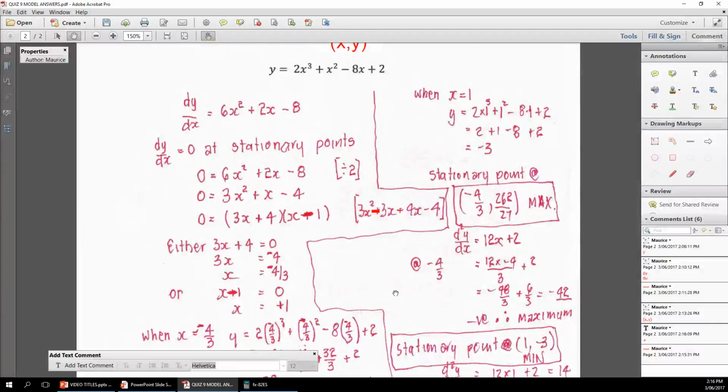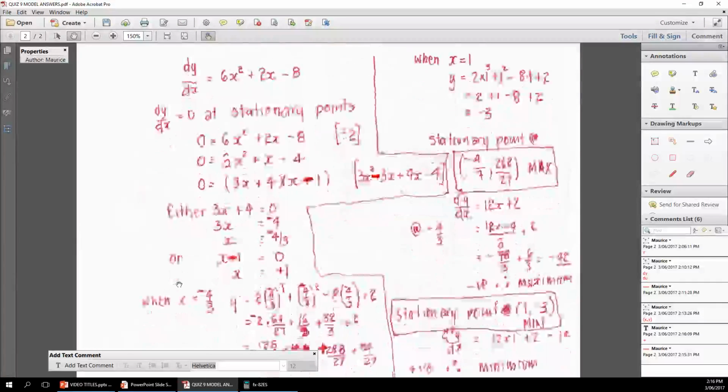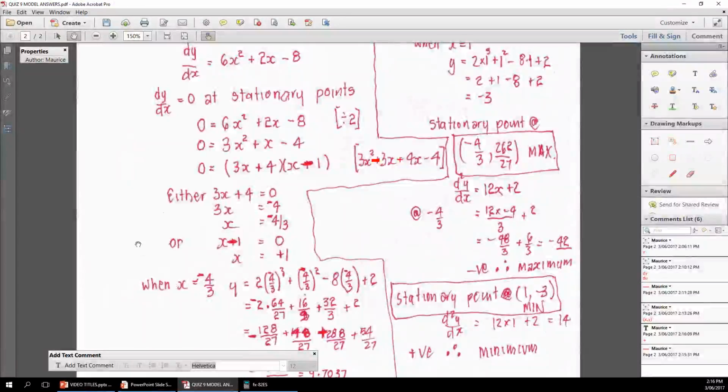Okay, so I'm going to make that a plus. I think you can see that because I've just got things a little bit wrong. So that should be 3x squared minus 3x plus 4x, which will give us a plus. All right, so we've got 3x plus 4 times x minus 1 as the factors. So either 3x plus 4 equals 0, in which case 3x equals negative 4, and x equals negative 4 on 3. Or x minus 1 equals 0, in which case x equals 1.